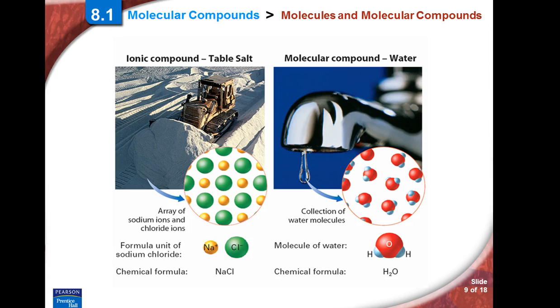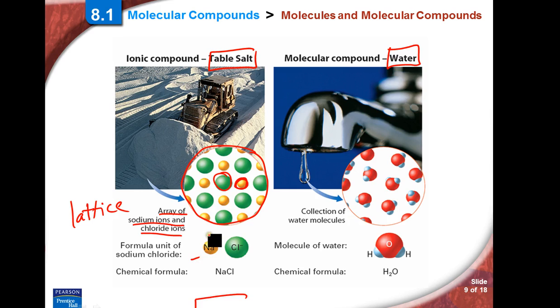Tend to. Two examples of these. If you're talking about an ionic compound, table salt is a good example. A good example of a molecular compound is water. In table salt, we have this kind of structure, where we have our positively charged ions and our negatively charged ions arranged in a lattice of sorts. That is an array of sodium ions and chloride ions for sodium chloride.